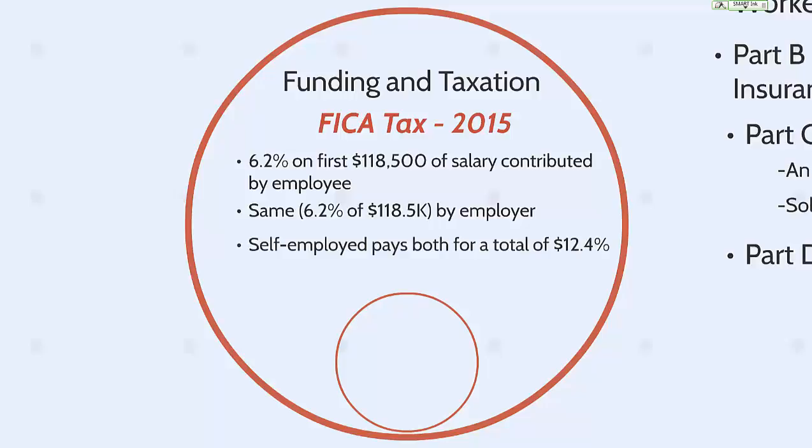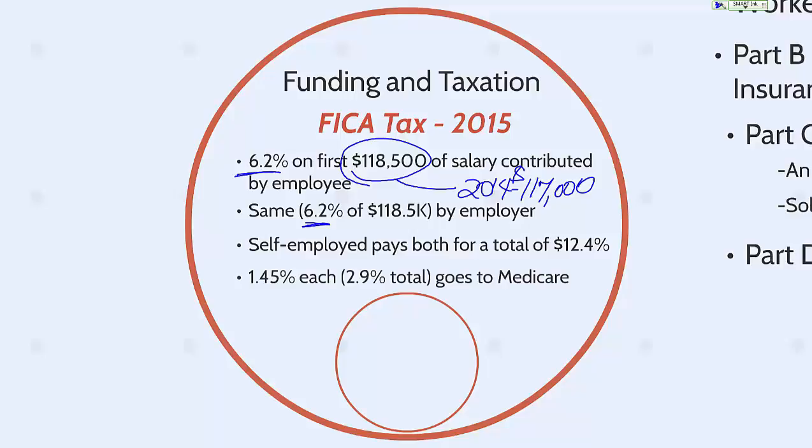If a person is self-employed, they must pay both the 6.2% for themselves and as an employer for a total of 12.4%. Note that the $118,500 is what's changed over the years. The 6.2% here and here has not gone up for decades. But for example, in 2014, this was $117,000. So this has been what's gone up over the years. That is the tax base.